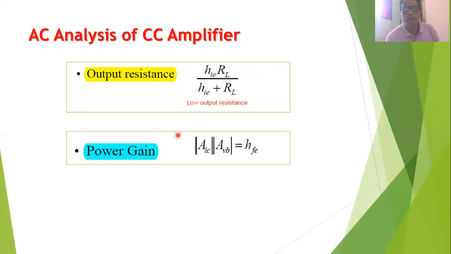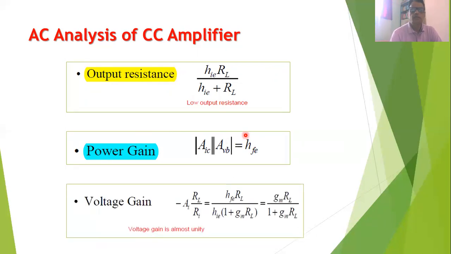Power gain can be computed by taking the modulus value of voltage gain and current gain. You will find that the voltage gain of this circuit is almost equal to 1, and the current gain is almost equal to HFE, and therefore the power gain of this amplifier is almost equal to HFE.